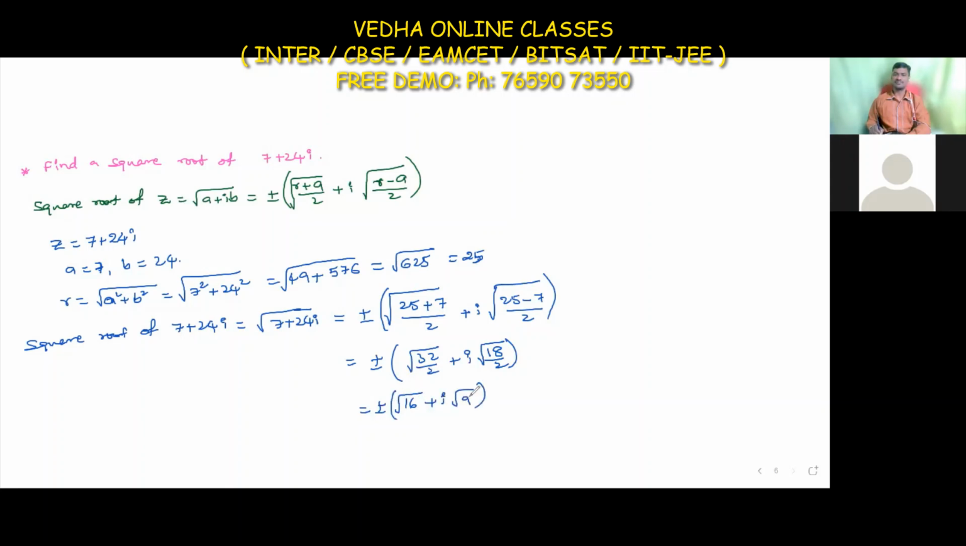What is the root 16 value? Root 16 is 4, plus i into 3. So the final answer is plus or minus (4 plus 3i). Finally we write it as 3i, that is i into 3 or 3 into i. So these are the problems. Understood? Any more doubts?